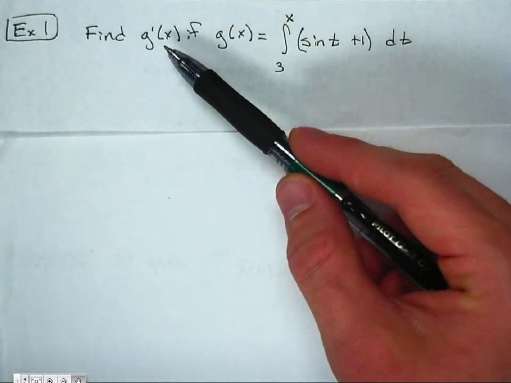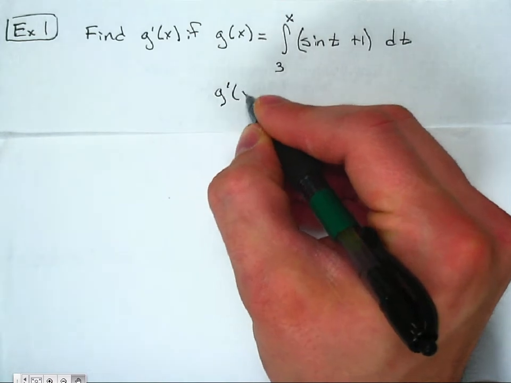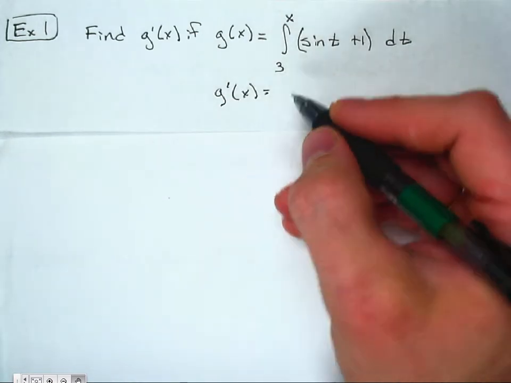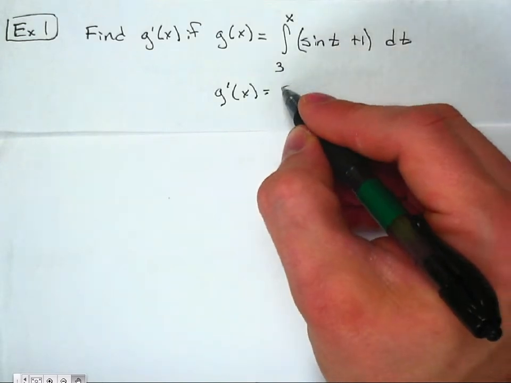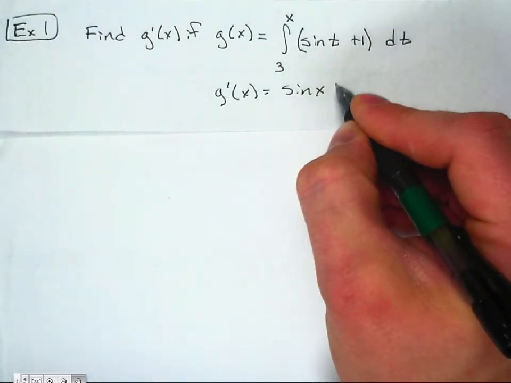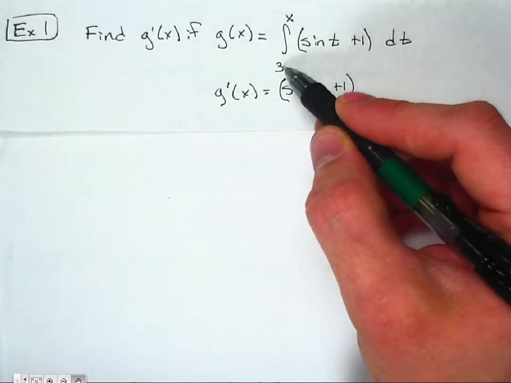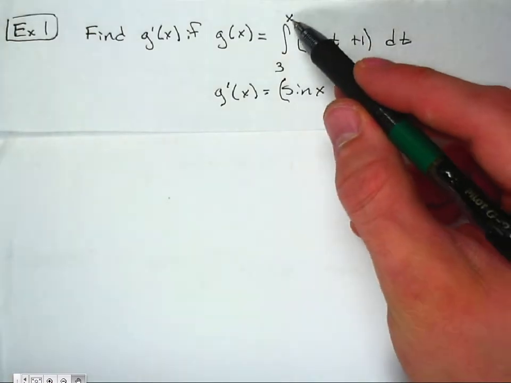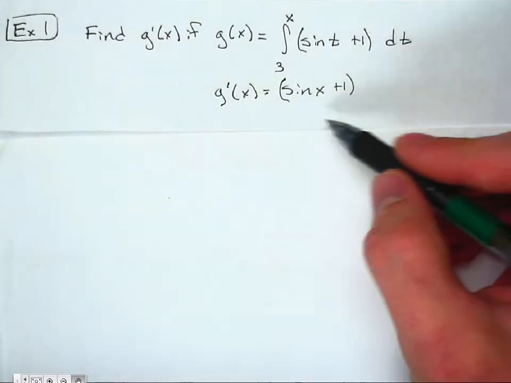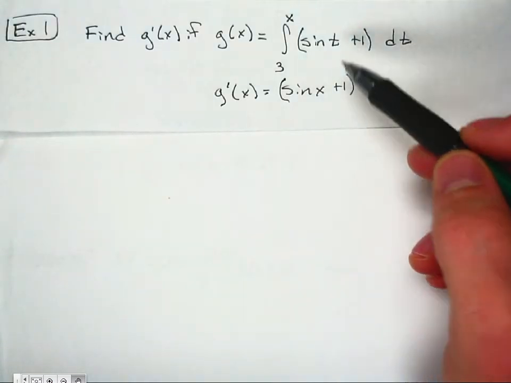And so what the notes say is that you can jump straight to finding that derivative, g prime of x, and saying, well, x is going to go in for t, so you have sine of x plus 1 instead. And what happens when you plug 3 in doesn't matter, because that's going to go away and is a constant. The derivative of x is 1, and so your answer is just sine of x plus 1. x goes into where t is, and then you're done.